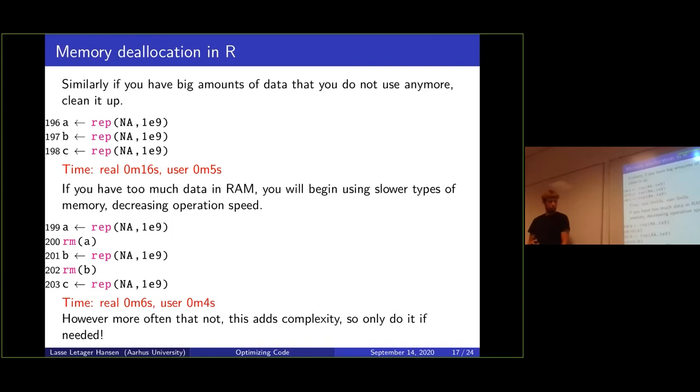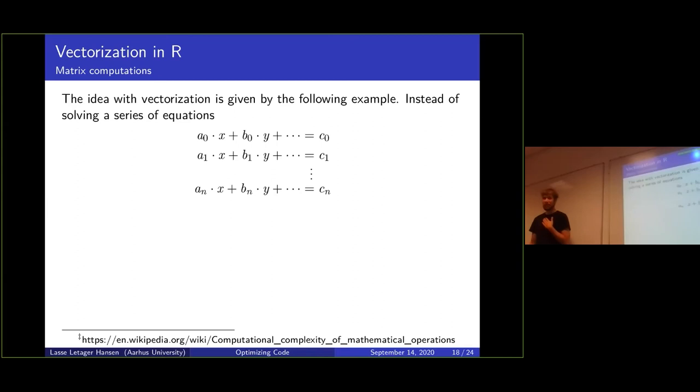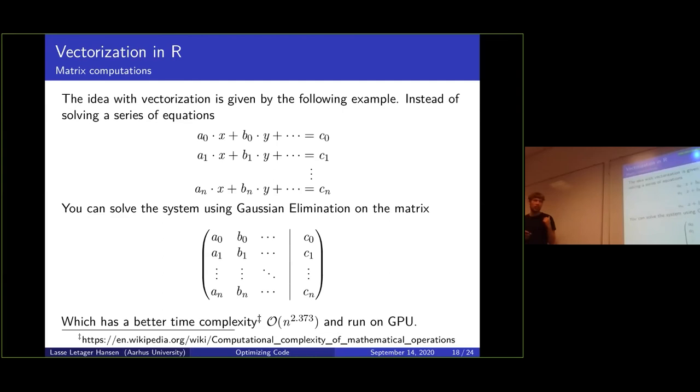Yes, vectorization. The idea with vectorization is that you can save some time by doing operations more efficiently. So for example, if we want to solve a series of equations, we can convert those into a matrix instead and use Gauss elimination. And some smart people figured out that some of the operations you do when you multiply matrices are actually the same number you add. So you can save some operations.